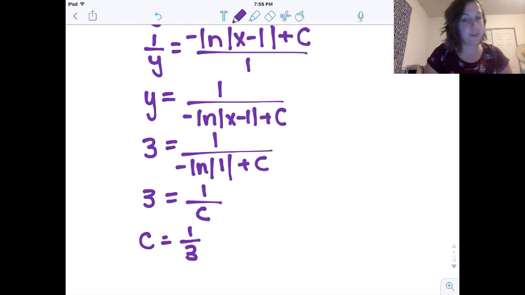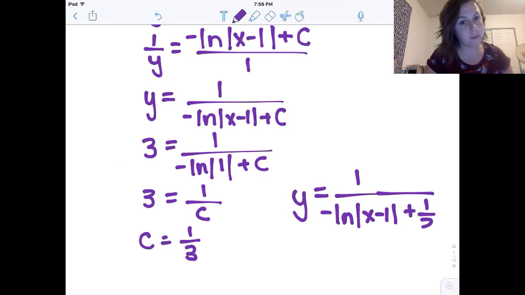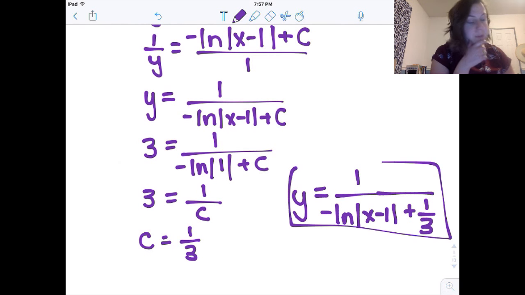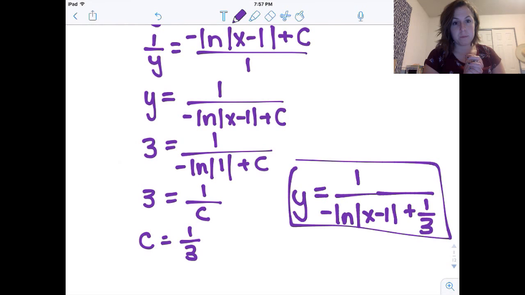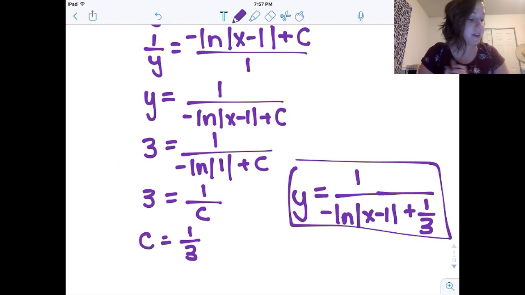So your particular solution here is y equals 1 over negative ln absolute value x minus 1 plus 1/3. And I don't care if you leave 1/3 in there. It doesn't bother me. That's a totally fine particular solution. Okay, so that is my particular solution there. If there's any questions on that one, send it. But that's kind of the most basic. We're looking at the fact that this is separable, and then we can separate it.